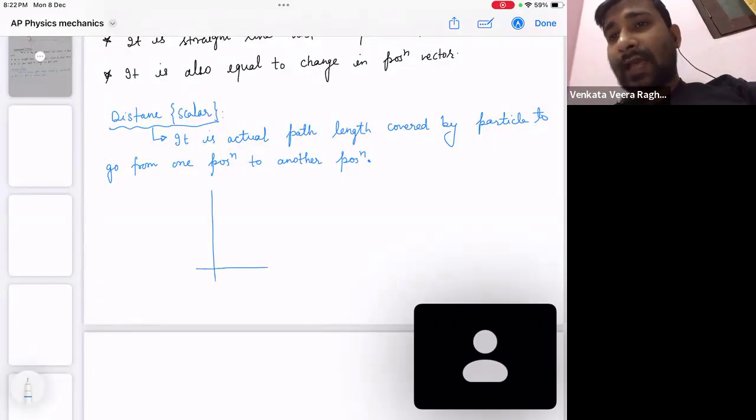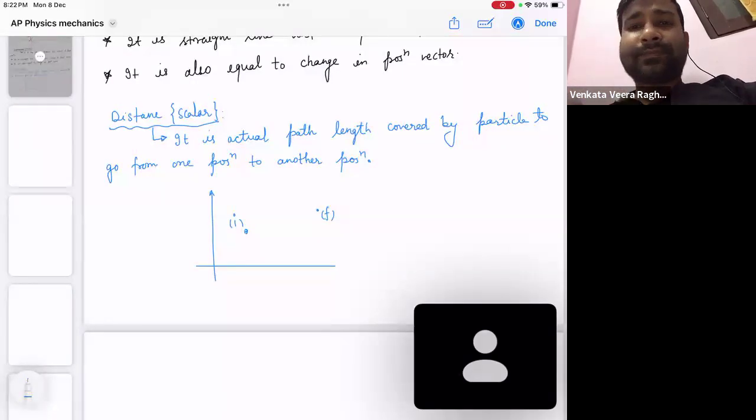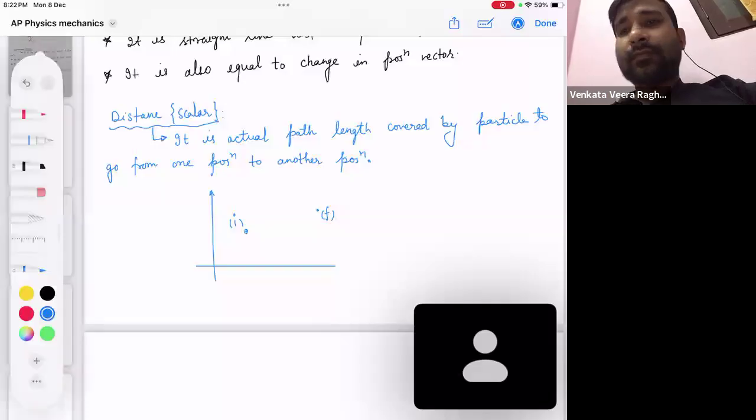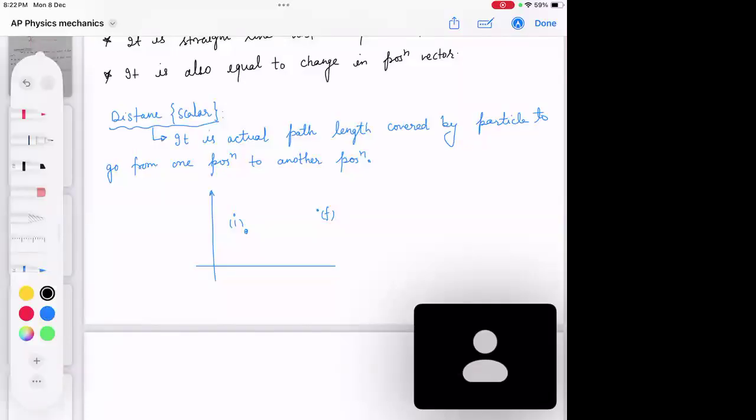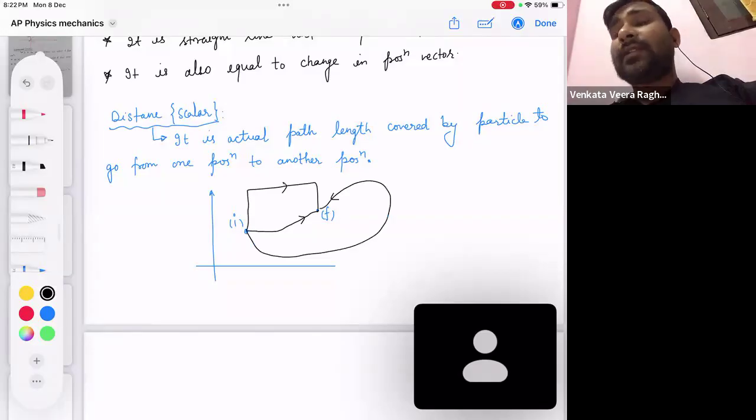Let's say I'm going from one point I to another point F here. How many paths are possible? Infinitely many. Someone will go like this, someone will follow this path, someone will go like this and then come back to here, isn't it? So there are infinite paths possible, and every different path gives a different distance traveled by the particle. But what is going to be the same irrespective of the path is the displacement of the particle.